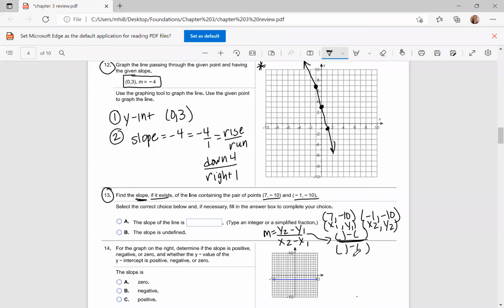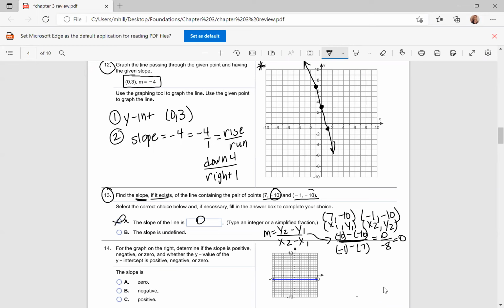Okay, so on this one, you're going to do y2, which is -10, minus y1, which is also -10. And then the x2 ends up being -1, and x1 is 7. So on the top, -10 minus -10 is 0. On the bottom, -1 minus 7 is -8. And 0 divided by -8 is 0. So the slope of this line is 0.